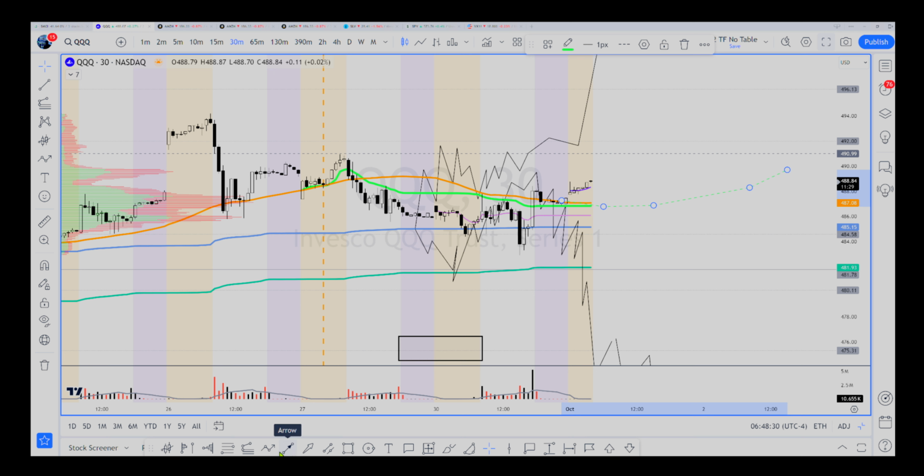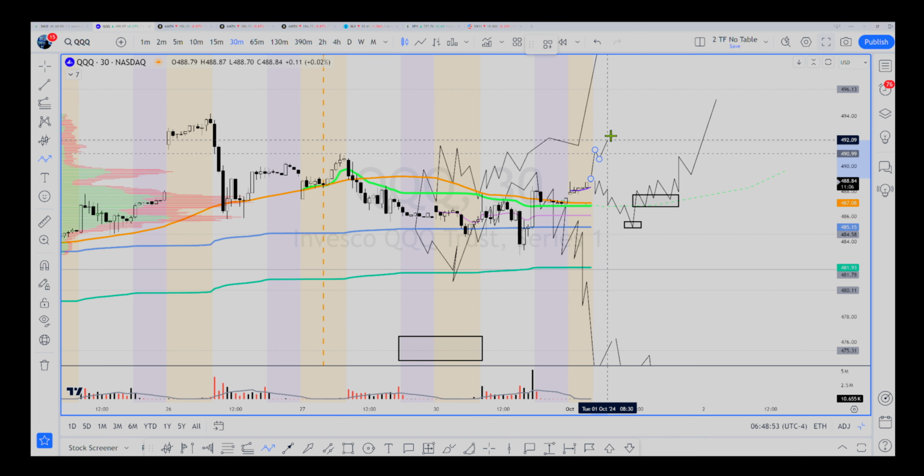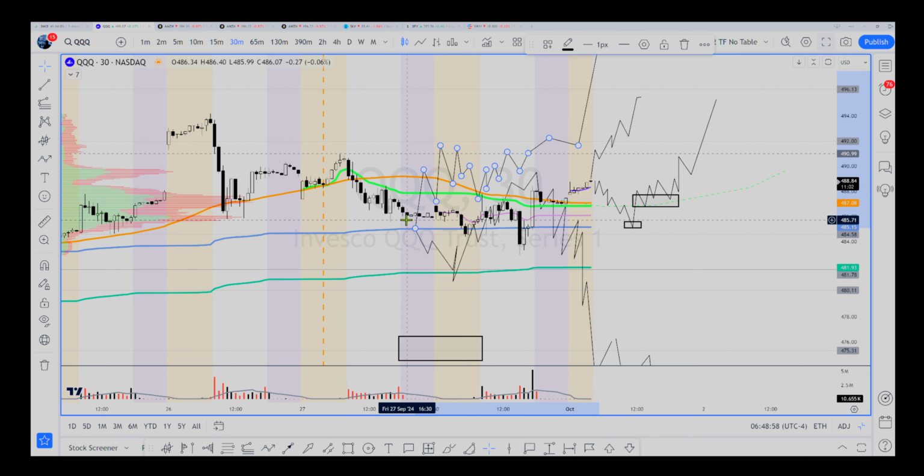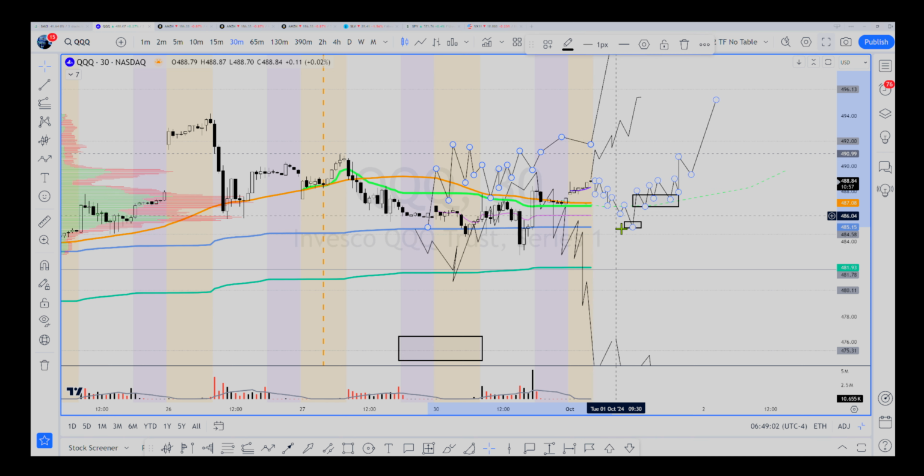So perhaps the Qs get a little shakeout here into this 484 area, 485, get back above, consolidate, and go. That would be the perfect situation I'd be looking for. And then we could be looking to see if this 486, 485 area participates for a further push. Maybe we just surge and keep going up. But these are the situations that we mapped out yesterday.